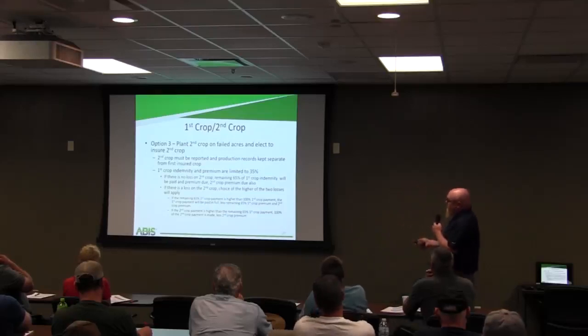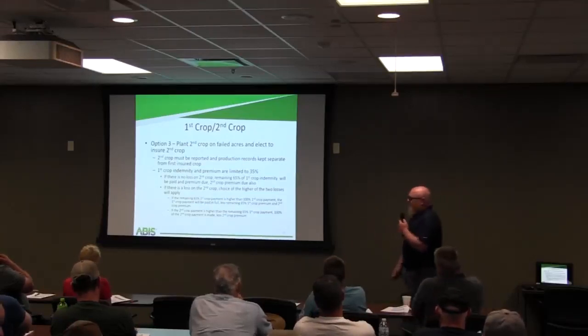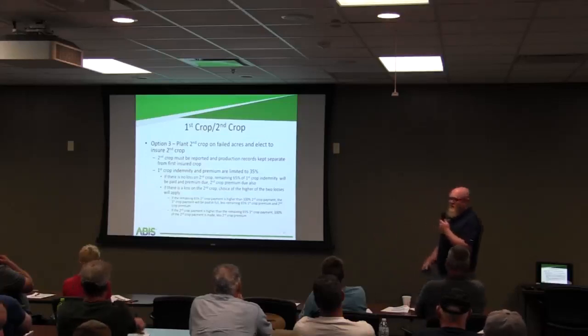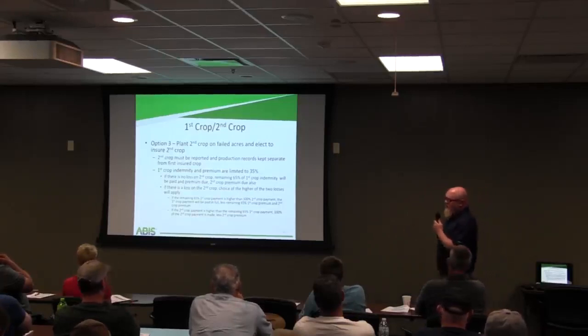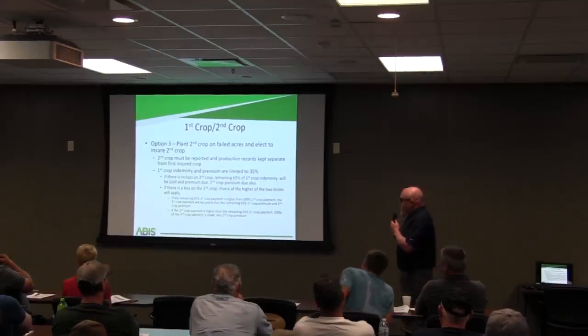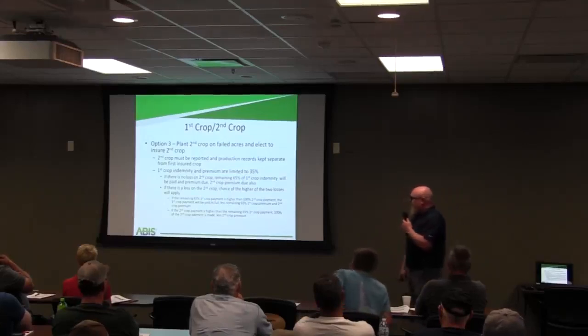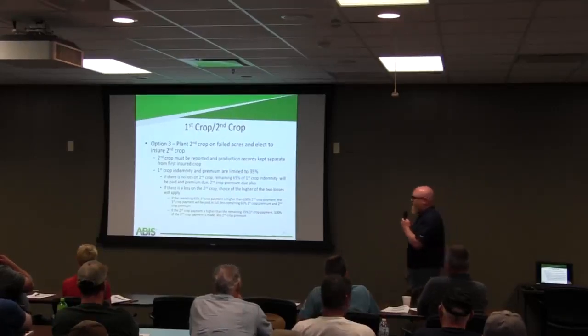If there's a loss on the second crop, you've got a choice of the higher of the two losses that will apply there. So, for example, if the remaining 65% of the first crop is higher than the loss on 100% of the second crop payment, then you would have a choice of taking that corn payment over the beans. If the second crop payment is higher than the remaining first crop, then you would take that second crop payment less that additional second crop payment.